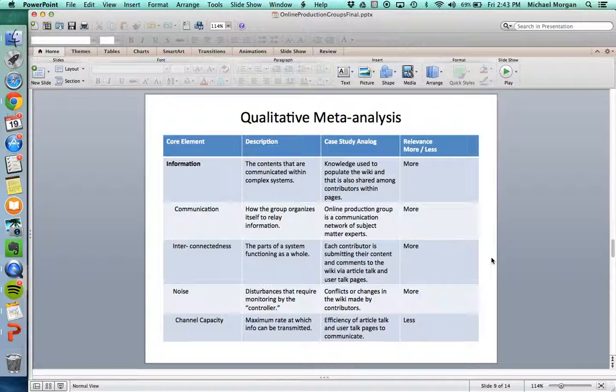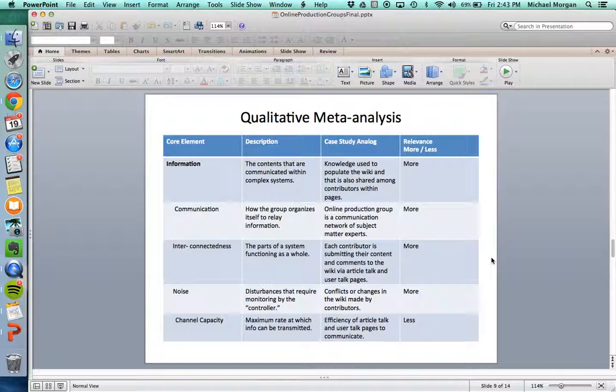Communication: how the group organizes itself to relay information. The case study analog here is that the online production group is basically a communication network of subject matter experts. These are people that are interacting with each other in order to push information into the wiki, to share information and share knowledge. Ultimately, the goal being a top quality wiki that people can benefit from.